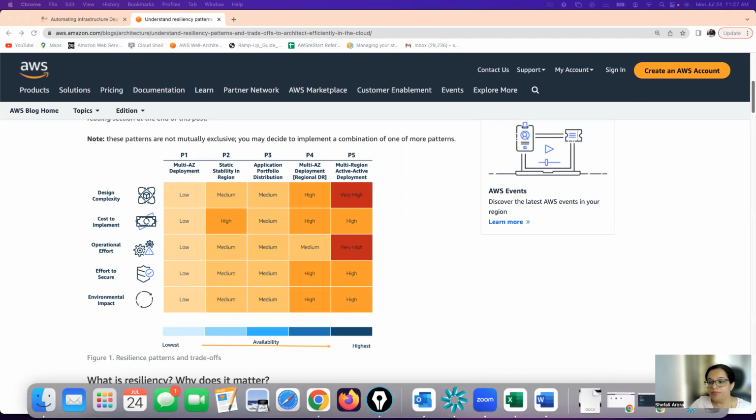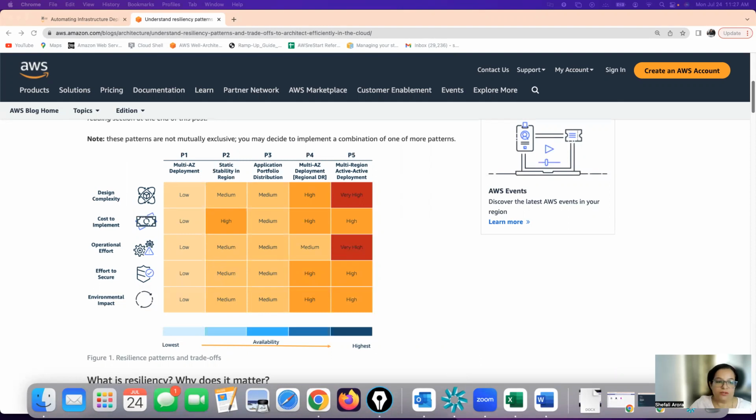Next is cost to implement. So cost often increases significantly when you implement a higher resilient architecture, because we are providing redundant resources, maybe across the AZs or across the regions. So that's another factor. Do we really want the cost to be quite high, or do we want it medium or low, depending on the scenario?